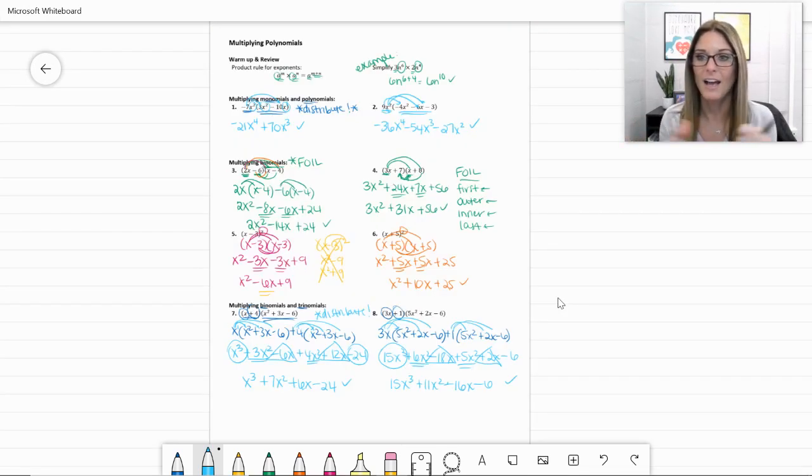So multiplying polynomials, just remember our exponent rules. If you're multiplying variables, you add their exponents together. We are going to be multiplying monomials with polynomials, binomials with other binomials, and then binomials with trinomials. If it is two binomials, guys, we're going to be using that a lot. You can use the FOIL acronym to help you remember to multiply your first, outer, inner, and last.